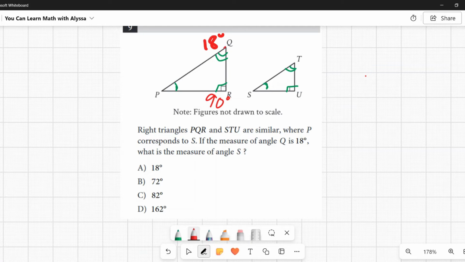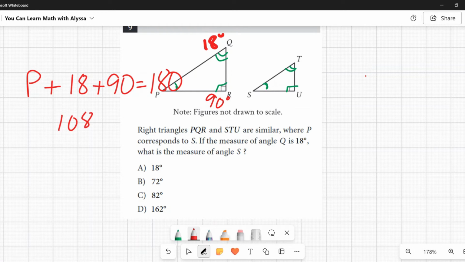Well, triangles, all triangles, the sum of their interior angles is 180 degrees. So I have angle P, then I have angle Q, which is 18, then I have angle R, which is 90, and together they're going to add up to 180. So 18 plus 90 is 108. So that angle P plus 108 is 180.